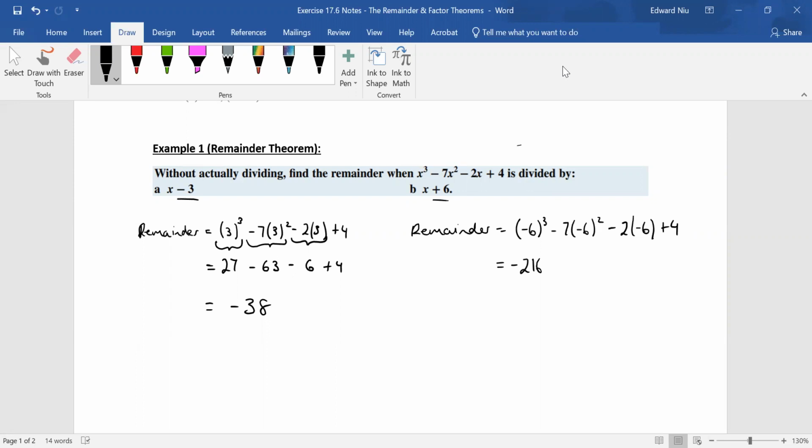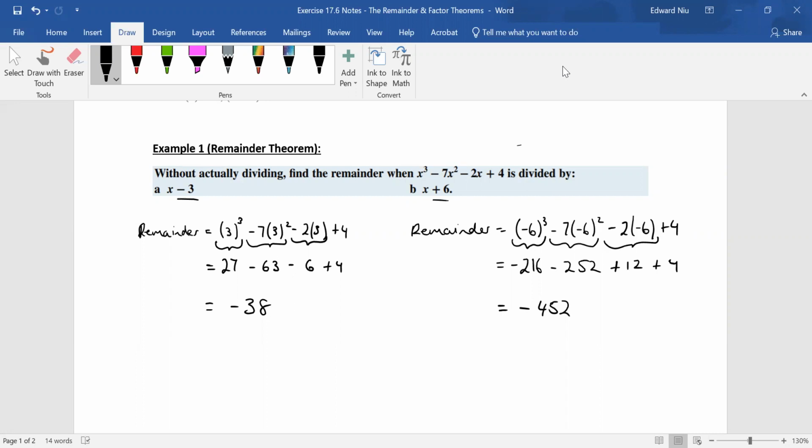So negative 7 times positive 36 gets us negative 252. Let's just put these in so we know. Negative 2 times negative 6 gets us positive 12, and then we plus 4 here, which gets us, let's see, negative 216 take 252 is negative 468 plus 12 plus 4 equals negative 452. Now, what do these answers mean?